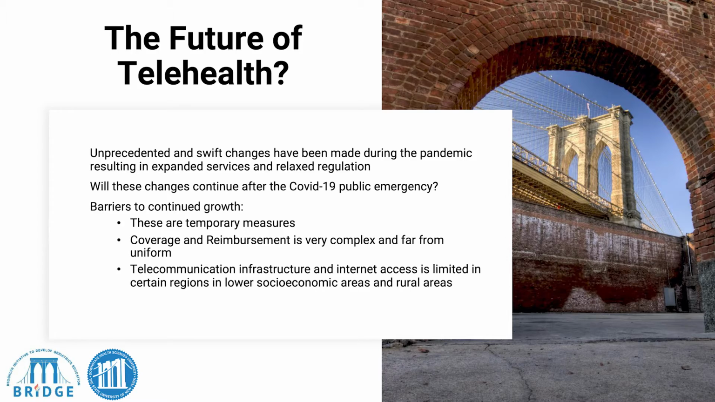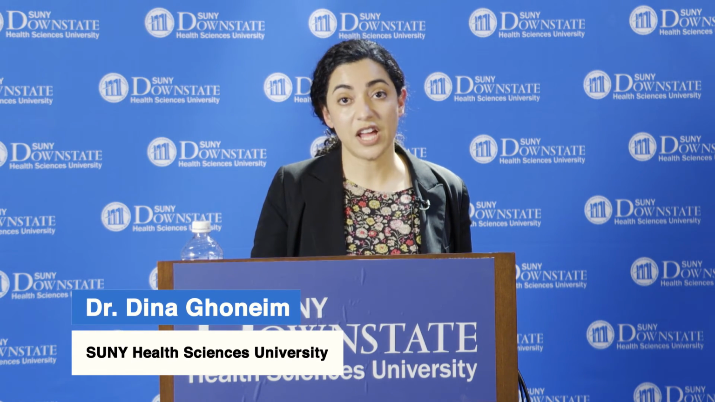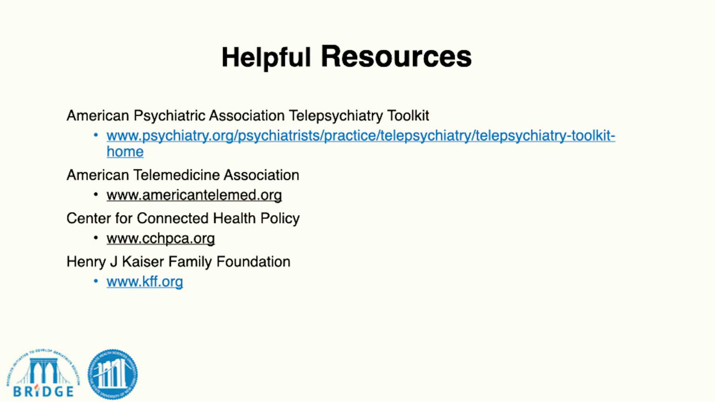Another issue is coverage and reimbursement, which is very complex and far from uniform. So one thing that might help is to have standardization across states for coverage and reimbursement for telemedicine. And lastly, another thing that could be a barrier is the telecommunications infrastructure and limitation of internet access in certain regions of the country, like rural areas or low socioeconomic areas. So if we want to make sure that telemedicine is used in these areas, it may require an investment of money and resources to improve telecommunications infrastructure in those regions and to provide education for people in those areas on how to use it.